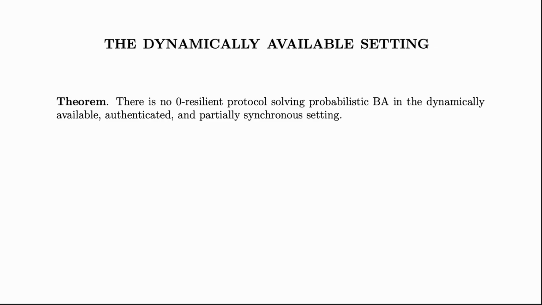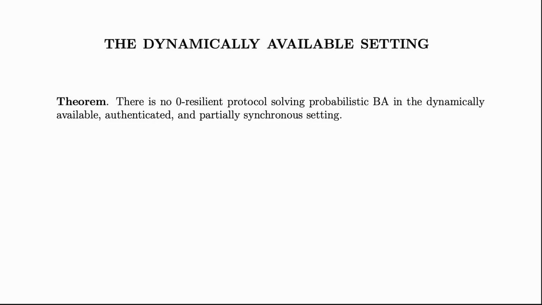Okay, when we say we're in the authenticated setting here, that just means we have a signature scheme available. Okay, so that makes the impossibility result stronger. And to remind you, the fact that we're in the partially synchronous setting means that message delivery is eventually always reliable. Okay, so we're allowed periods of asynchrony where message delivery is not reliable, but there is this unknown point called GST after which message delivery is always reliable.